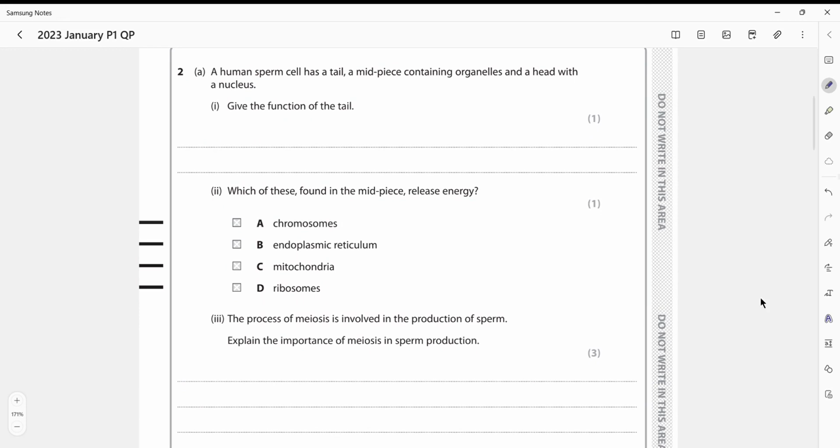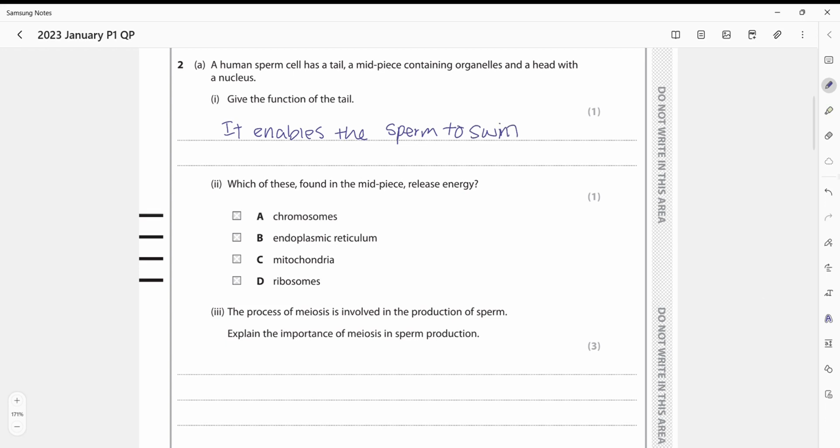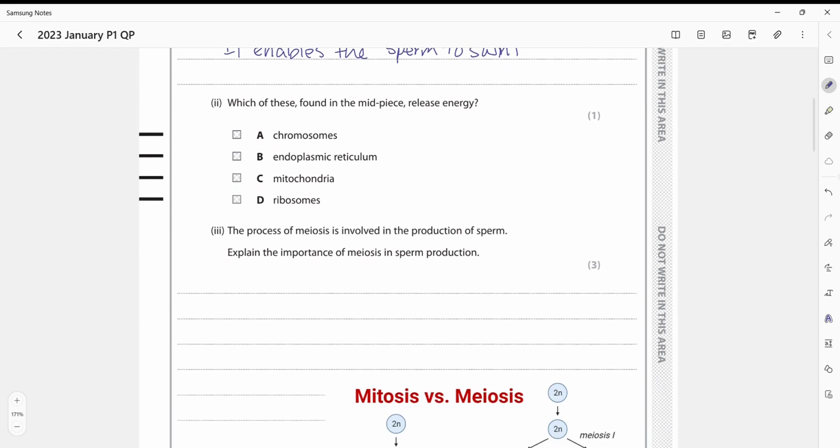Part A, a human sperm cell has a tail, a midpiece containing organelles, and a head with a nucleus. Give the function of the tail. The tail enables the sperm to swim. Which of these found in the midpiece releases energy? That would be the mitochondria.